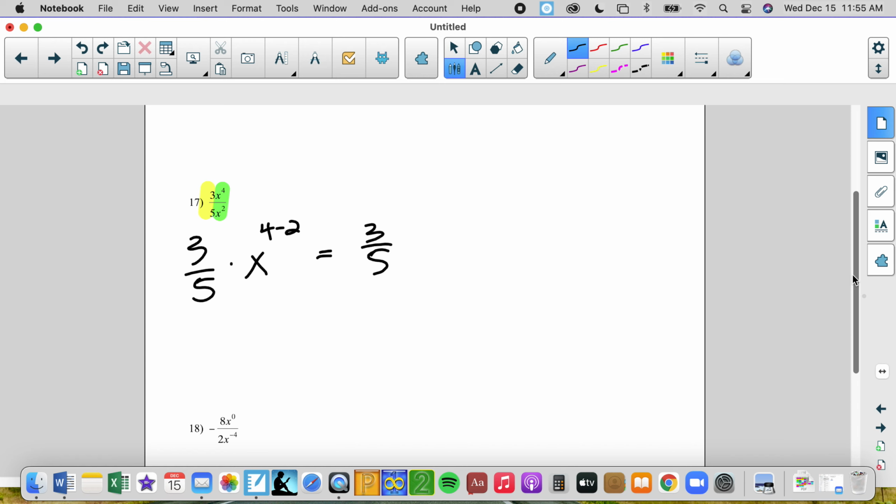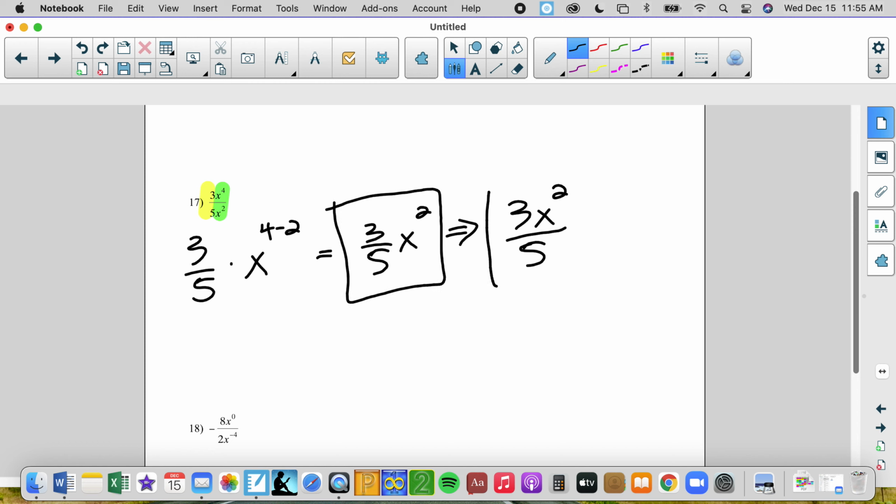So that becomes 3/5 x to the second, and I'd much rather see it 3x to the second over 5. Both are acceptable, but this one is what you're going to see in high school more often. This 3 is in the numerator. This x squared is in the numerator, so that's why I was able to write it in the numerator. The 5 is in the denominator, and notice the 5 stays in the denominator.